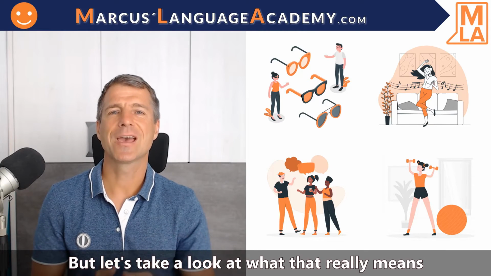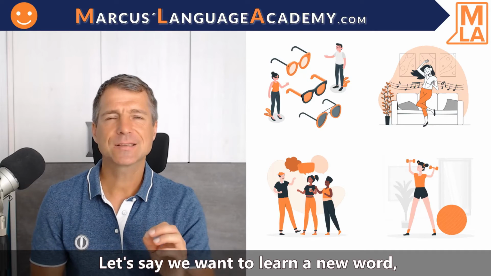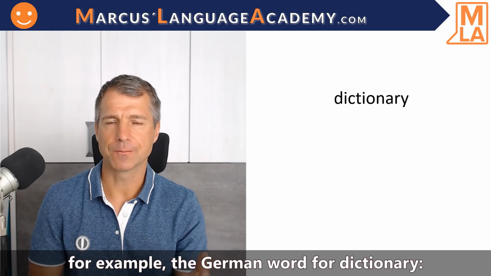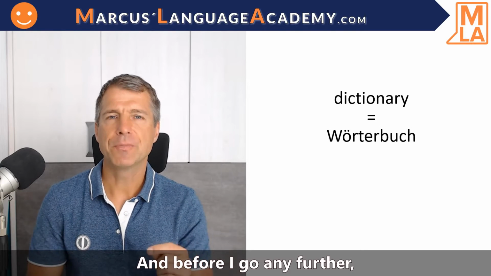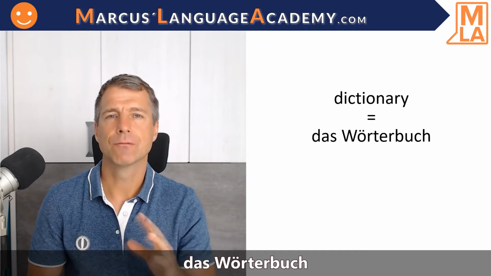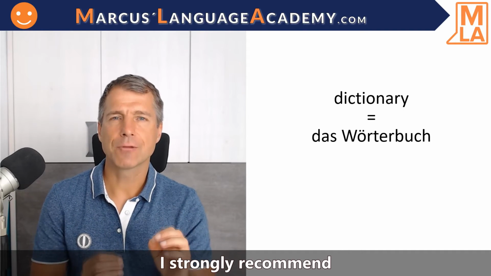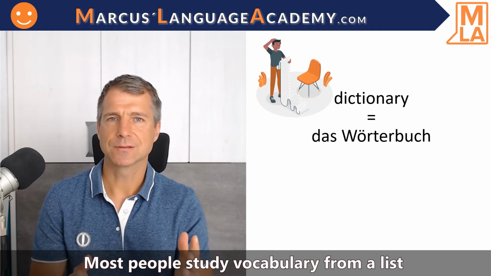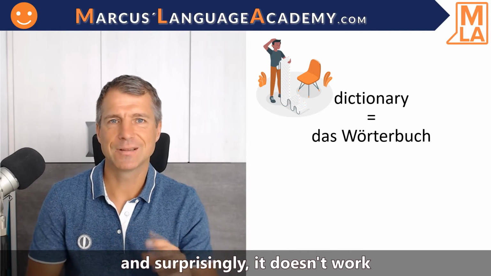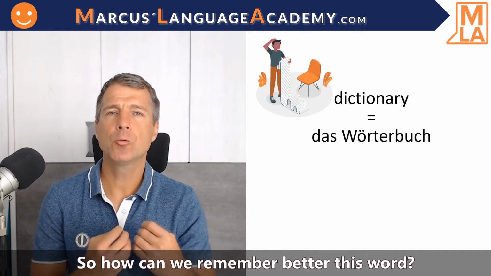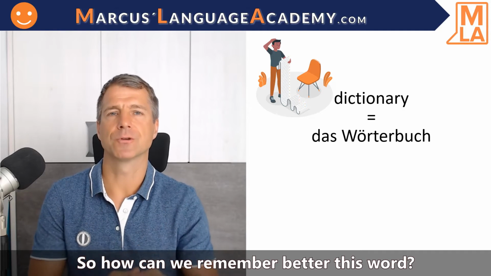But let's take a look at what that really means. Let's say we want to learn a new word. For example, the German word for dictionary, Wörterbuch. And before I go any further, let's add the article, das Wörterbuch. I strongly recommend always learning the word with its article. Most people study vocabulary from a list, and surprisingly, it doesn't work, and they always forget the words. So how can we remember this word better?